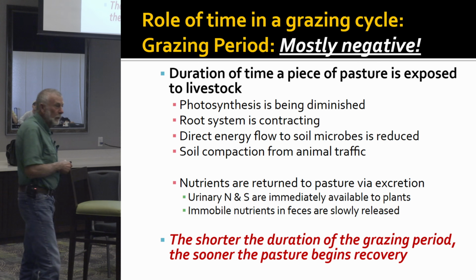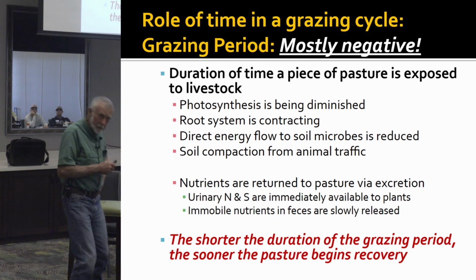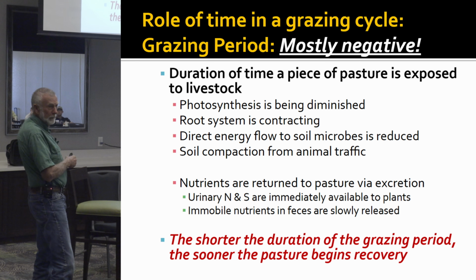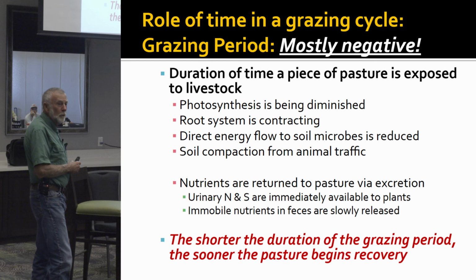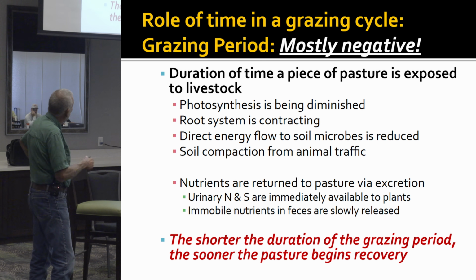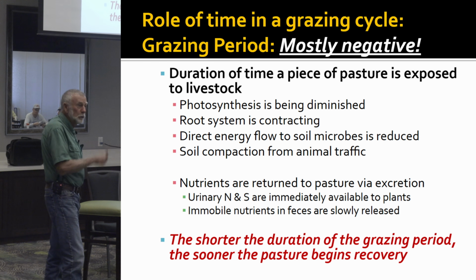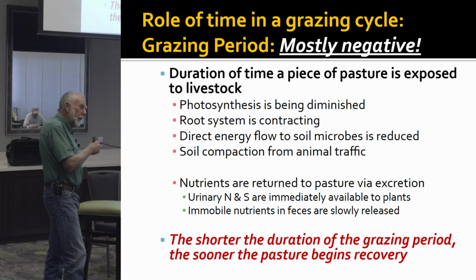And if soil compaction is going to happen in a pasture, it is caused by animals being out there walking around. So those are all negative happenings during the grazing period. On the positive side, we do have nutrients being returned to the soil via dung and urine. So that fertilization that's taking place is a positive. So very simply, if we make our grazing periods shorter and shorter and shorter, we have fewer days in the growing season that negative things are happening to the plants.